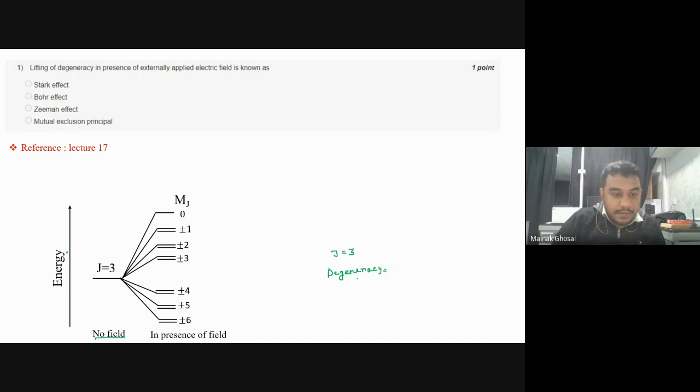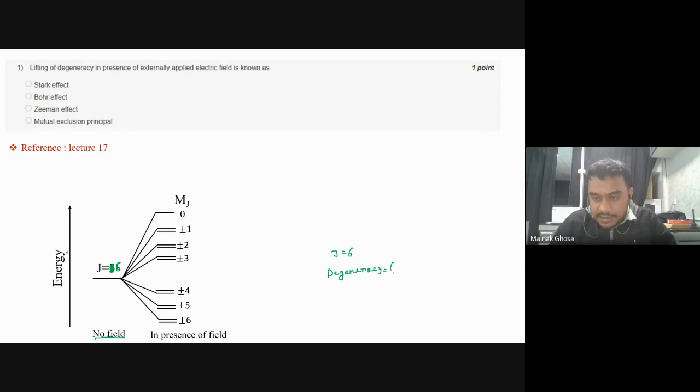Oh, sorry, I made a mistake. It is not the J equals 3 state, it is the J equals 6 state. Apology for this mistake. And this would be the J equals 6 state. So what should be the degeneracy for the J equals 6 state?